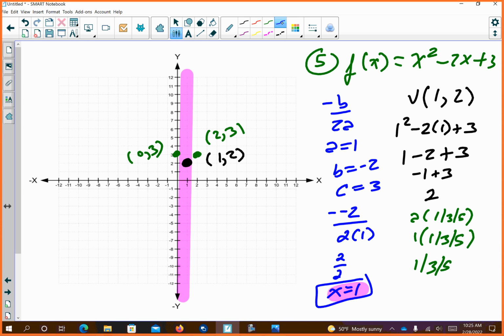And then I can go with blue, take care of the 3. So from our new points, I'm going to go right 1 up 3. That takes me to (3, 6). And then I'm going to go left 1 up 3. That takes me to (-1, 6).